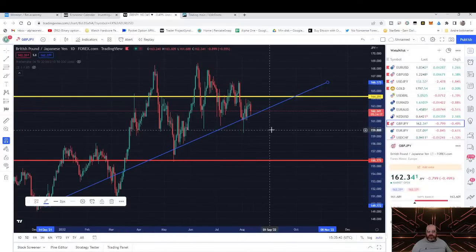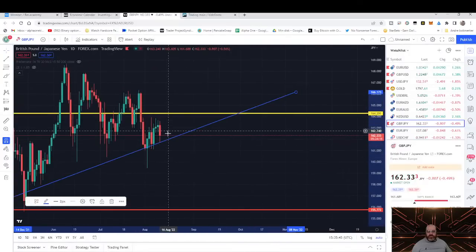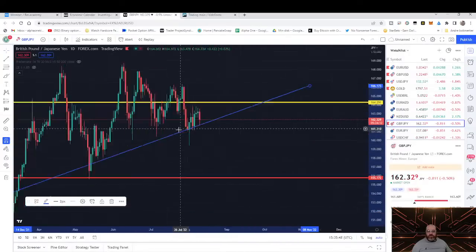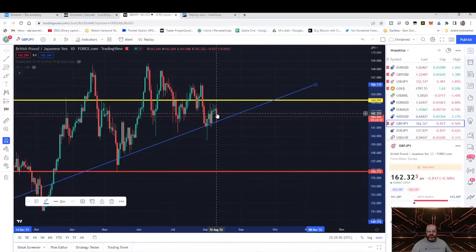What I've been talking about in the last session also, is that we are now coming into a squeeze in between this resistance zone and this trend line, because this trend line is also working as a support. So what we need to keep our eyes open for is a confirmation.